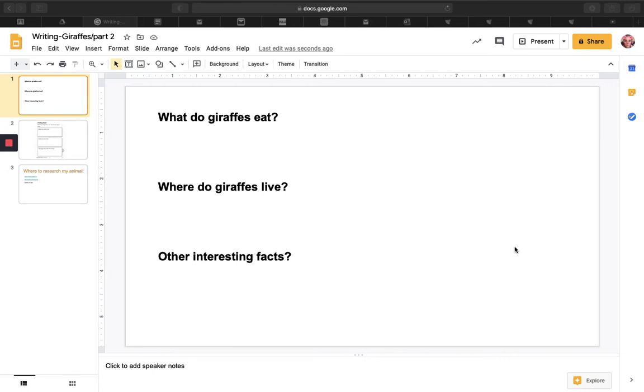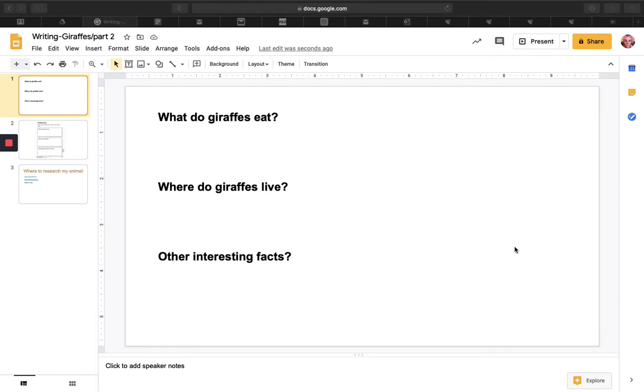Today we're going to look at how to research something. Yesterday you had to choose at least two animals that you thought were interesting and that you possibly wanted to learn more about. Today we're going to narrow that down to just one, and we're going to research or find information about that animal you've chosen. So here's what we're going to do.